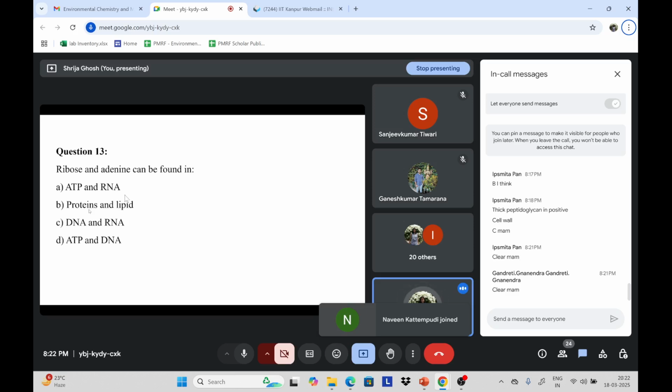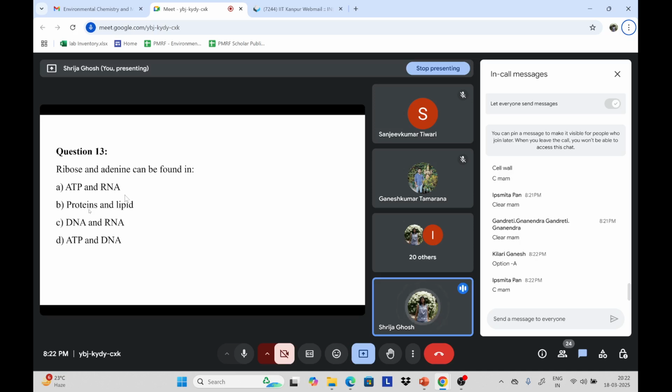Ribose and adenine can be found in: option A, ATP and RNA; option B, proteins and lipids; option C, DNA and RNA; and option D, ATP and DNA. Ribose and adenine can be found in. Okay, we have one answer, option A, ATP and RNA, and a second answer is option C, DNA and RNA. Anyone else wants to answer?